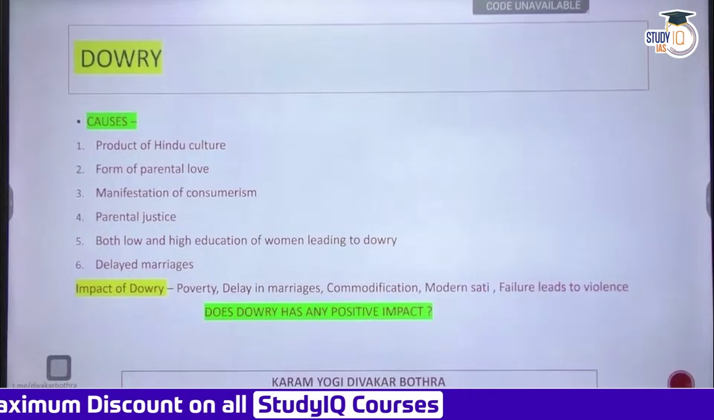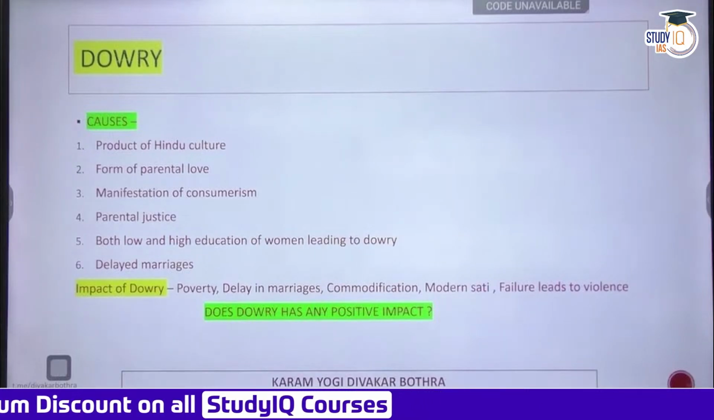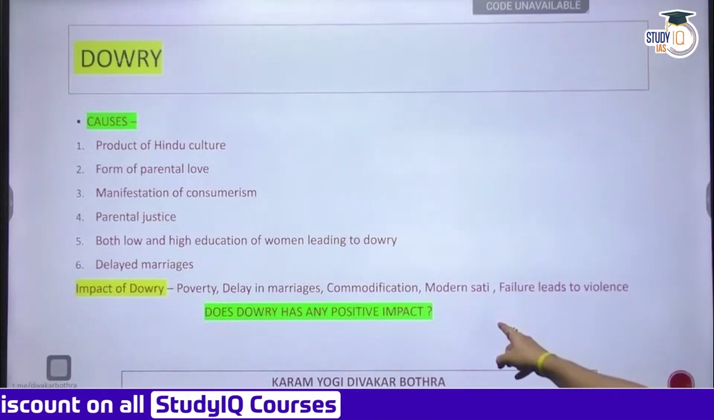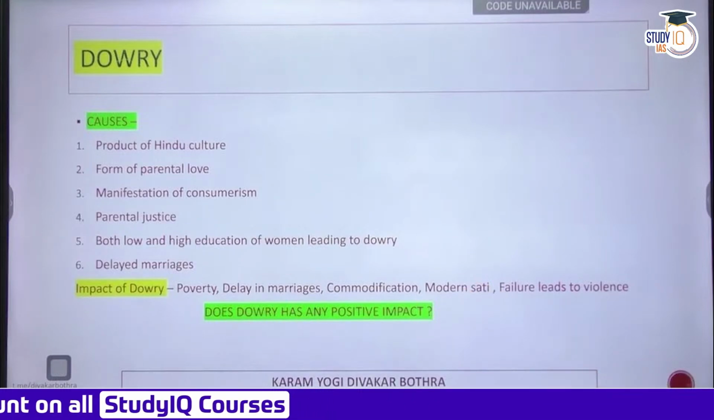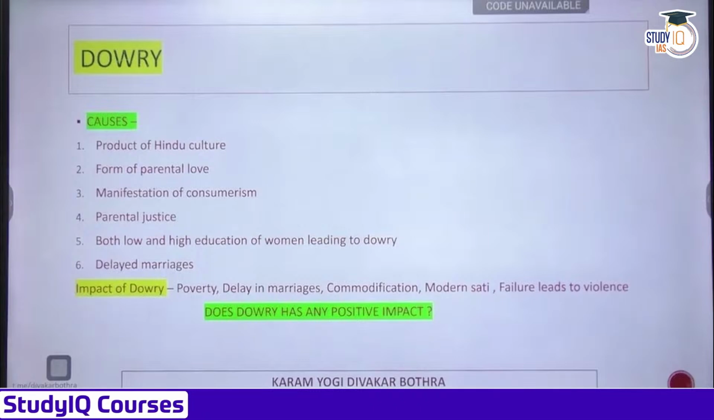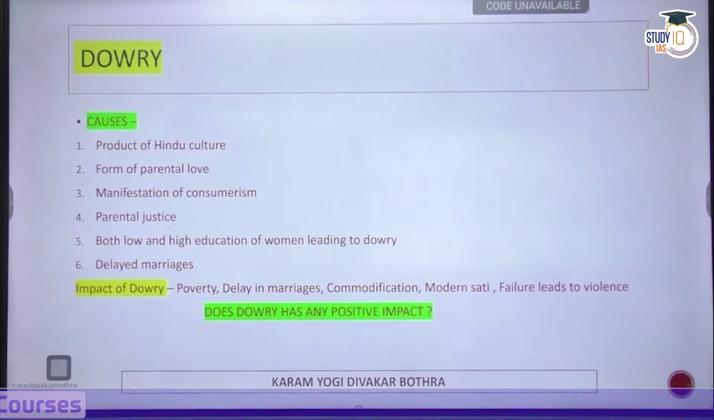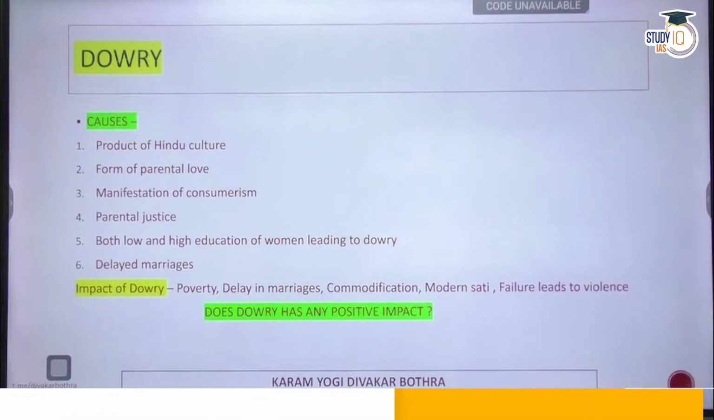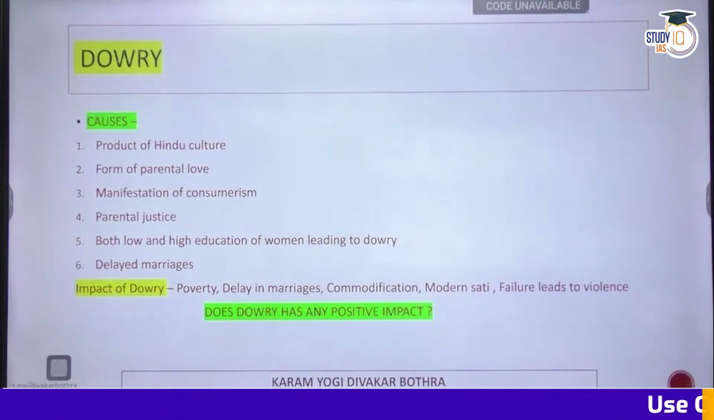Modern sati. M.N. Srinivas calls dowry a form of modern sati, as if you fail to pay dowry, many times you often become the victim of certain accidents, like that of cylinder ka fat jana. Failure leads to violence. If you are not paying dowry, then there is a possibility that the girl may become a victim of different forms of violence in the in-laws' house.